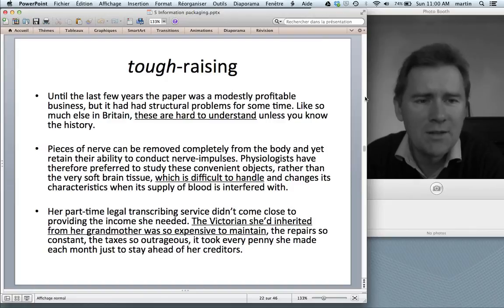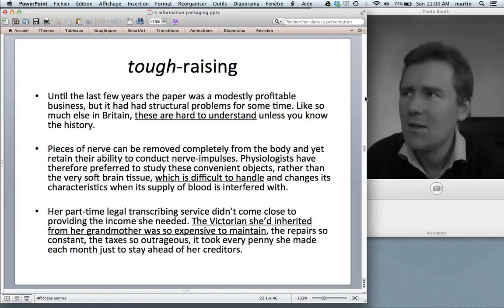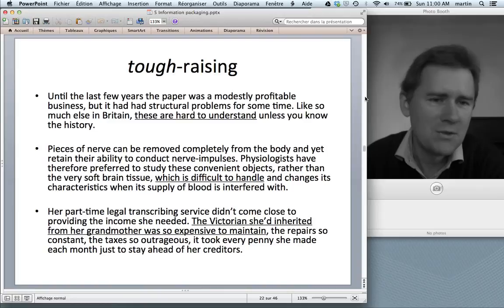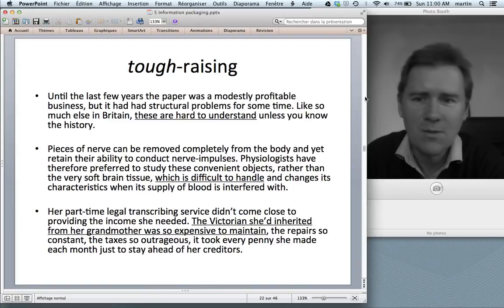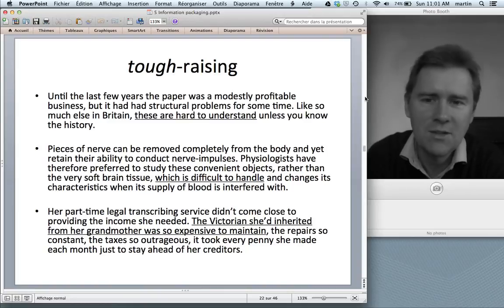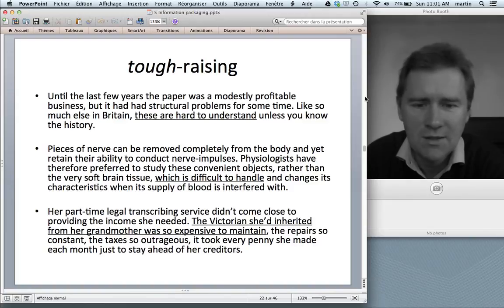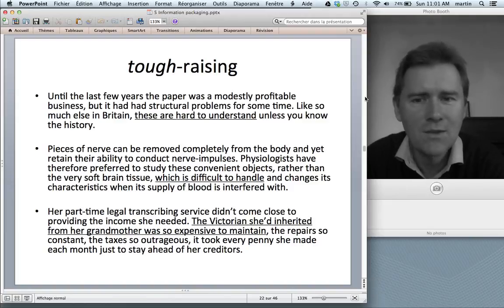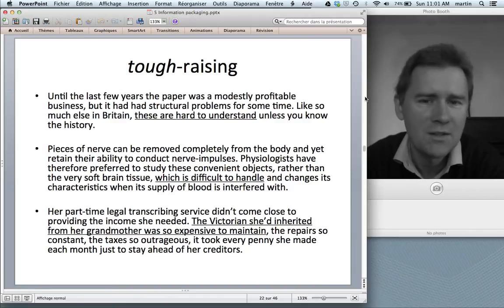This can be illustrated with an information packaging construction, namely tough raising. You will have heard of this. Proust is tough to read. That's where the tough comes from. The examples that you have here: hard to understand, difficult to handle, expensive to maintain. So you have an adjective and then an infinitive complement.